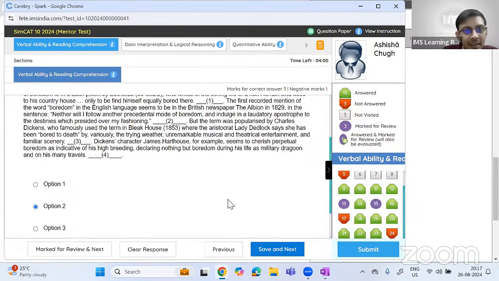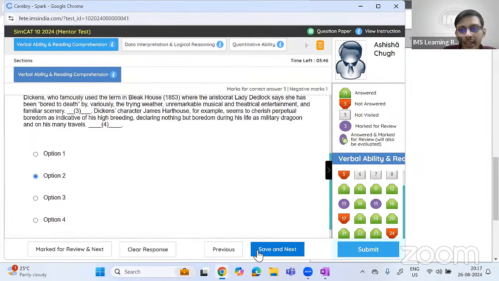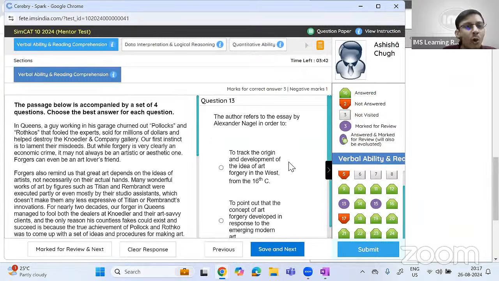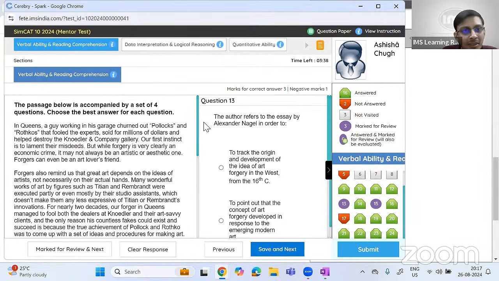Not very sure. One second. Third one, Dickens' character, for example. Okay, I think I'll go with the second one because of the popular connection. I don't have time for the fourth RC. I would normally have time if I was doing this mock in a normal scenario. But since I don't have time, let me come back to this, mark for review one.